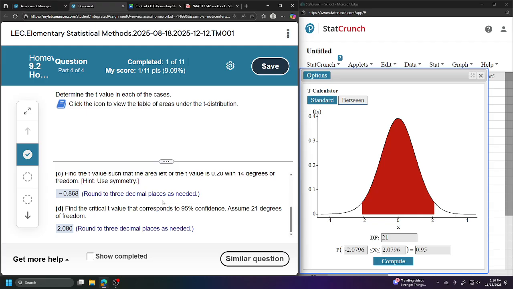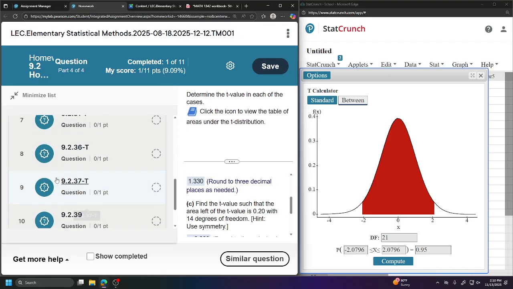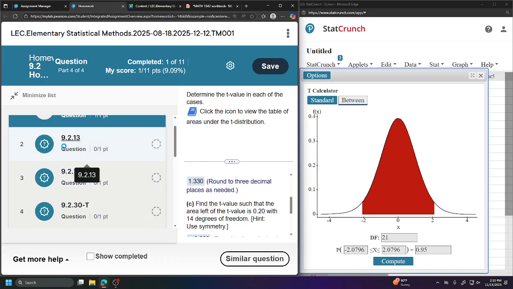Cool with this? Yeah? Is that easy peasy? I know that's only question 1. How many more questions? Oh, it's only 11. There's only 11 in this section. That's not too bad.